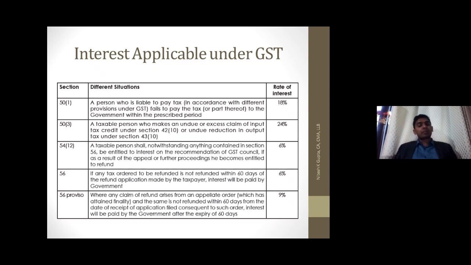A taxable person who makes an undue or excess claim of input or undue reduction in output. So I have taken benefit from GST, which is undue, which is not correct. I took some wrong benefit. I have to pay not 18%, but 24% of interest.